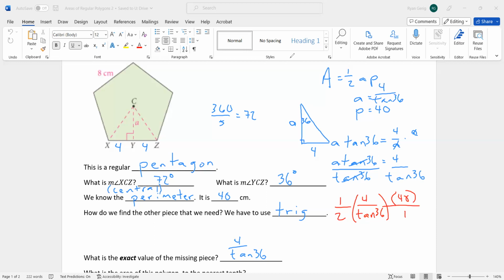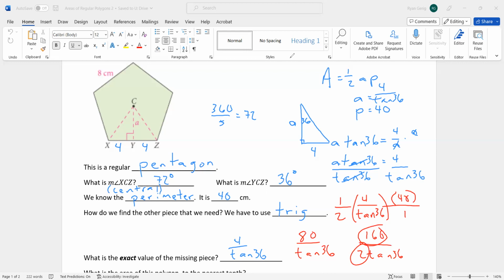So 4 times 40 is 1600, or 160, sorry. And on the bottom is 2 tangent 36. 160 and 2 reduces to 80 over the tangent of 36. Notice I have not even gone to my calculator yet. All right. So I'm going to do that real quick. 80 divided by tan 36 is 110.1.